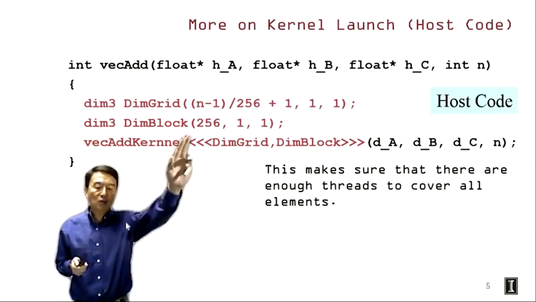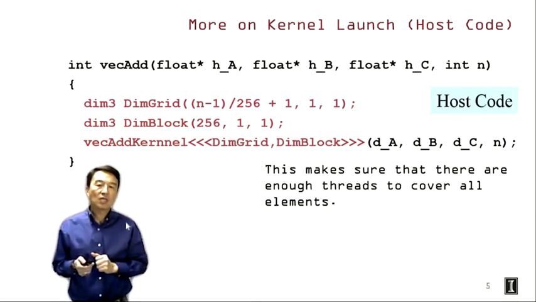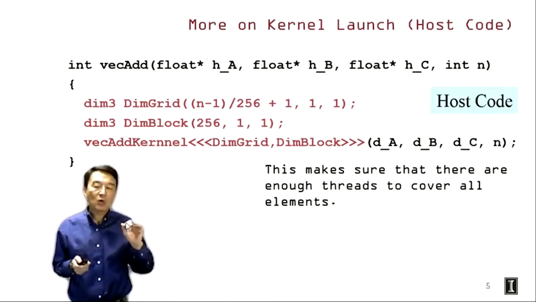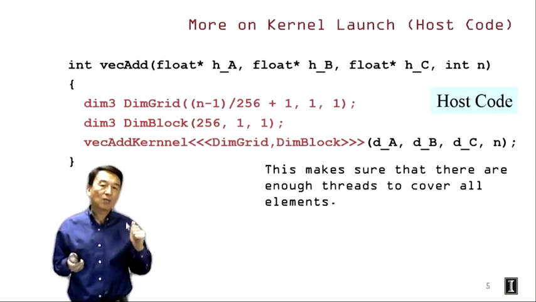The second one is an alternative way to generate enough thread blocks to cover all the elements. Here, you can use (n-1) divided by 256, where 256 can be an integer. So this will give us an integer value, and then you add 1. And this will always give us the next bigger integer that will cover all the threads. So if we go back to the 1,000 example, 1,000 minus 1 will be 999. And if you divide it by 256, you will get 3. And 3 plus 1 is 4.